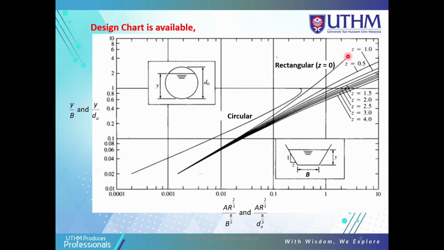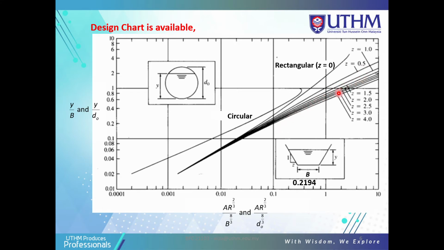Okay, this line is for rectangular, and this line is for the trapezoidal here. The rectangular has no Z, because only the triangular and the trapezoidal have the value of Z. So you use the value of Z, the line here, 1.5, 2, 2.5 and so on. So this is to find the types of trapezoidal and triangular.